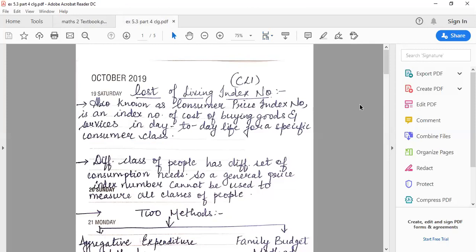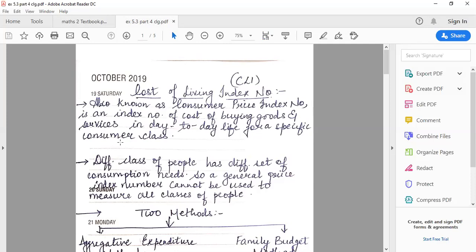Now, this particular topic you can relate it to your own life, because this particular index number is also known as consumers price index number. Now in economics you will be studying who is a consumer. So basically we are the consumers because we buy final products from the retailer or wholesaler or the business, correct? So this particular topic is related to our normal day-to-day life, because as the name suggests, it is an index number which shows the cost of buying goods and services in day-to-day life for a specific consumer class.